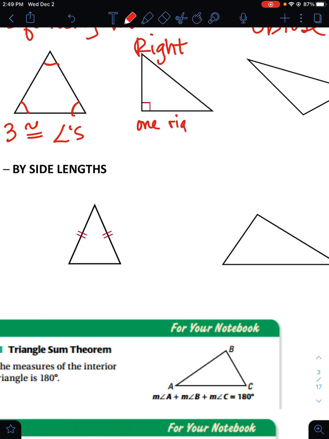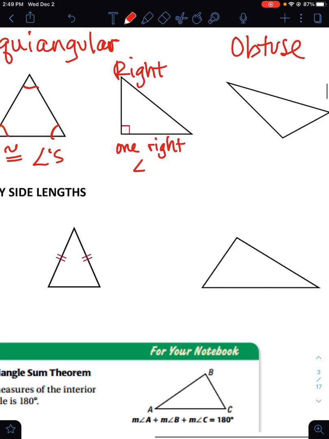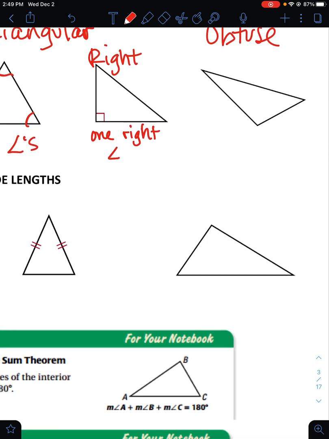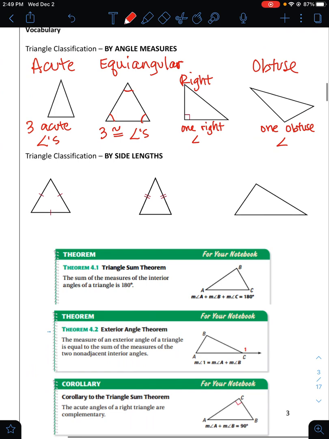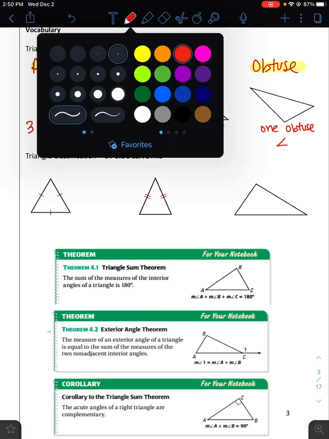Okay, a right triangle has one right angle. And then an obtuse triangle has one obtuse angle. Okay, so we have three acute angles, three congruent angles, one right angle, and one obtuse angle. So these words right here are the vocabulary words that we will use when asked to classify triangles by angle measures.